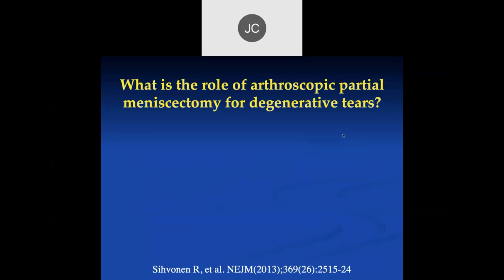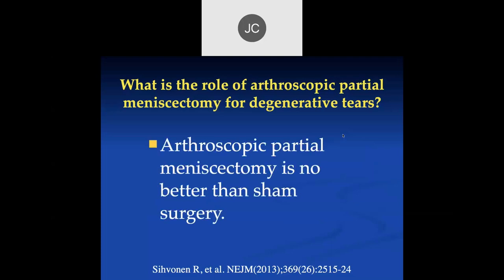It's Robert, I think. What is the role of arthroscopic partial meniscectomy for degenerative tears? I guess from what we talked about earlier, I would think there would be little to no role since it's just degenerative. We've gone over this repeatedly. This is a paper published in the New England Journal of Medicine in 2013, which was very controversial because they randomized patients at the VA hospital, and they did sham surgery on half of them and real surgery on the other half. With sham surgery, they just go in, introduce the arthroscope, and then pull it back out again without doing anything.